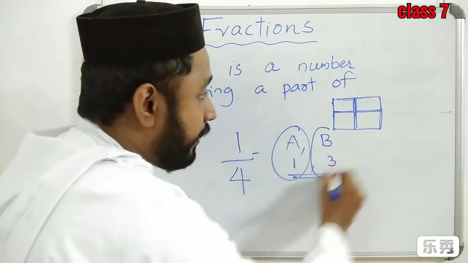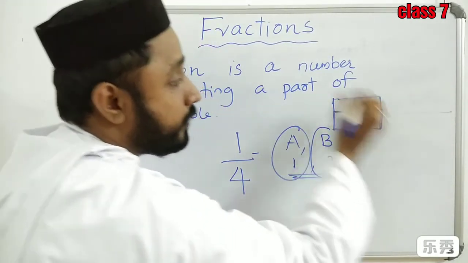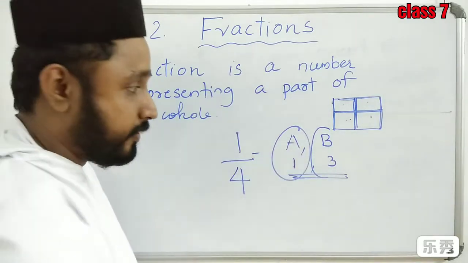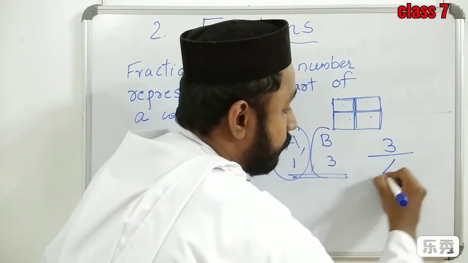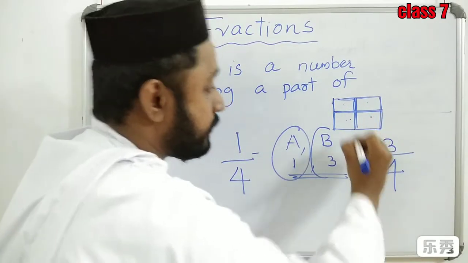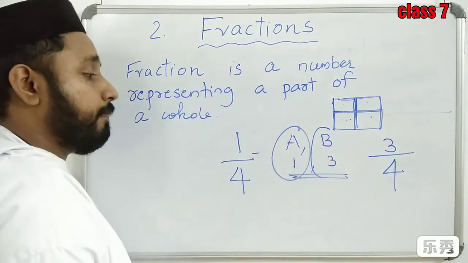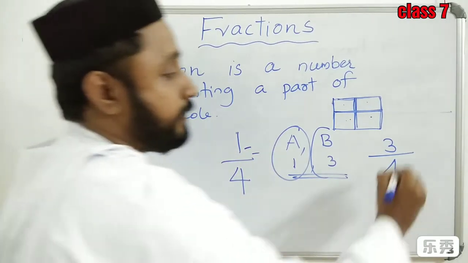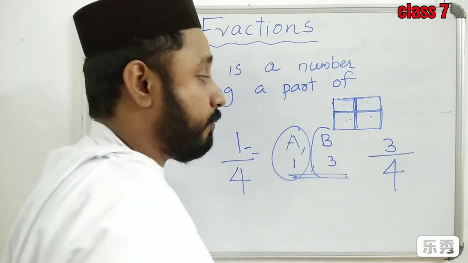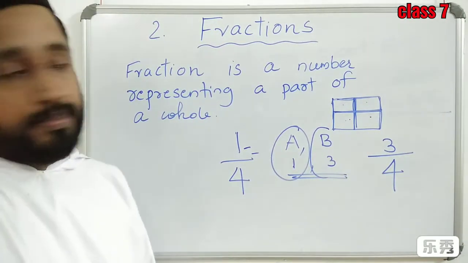What about B? In these 4 pieces of cake, B got 1, 2, 3 pieces. So B got 3 pieces out of 4 pieces. Totally 4 pieces, B got 3 and A got 1. So we represent A as 1 by 4 and B as 3 by 4. This is a fraction.